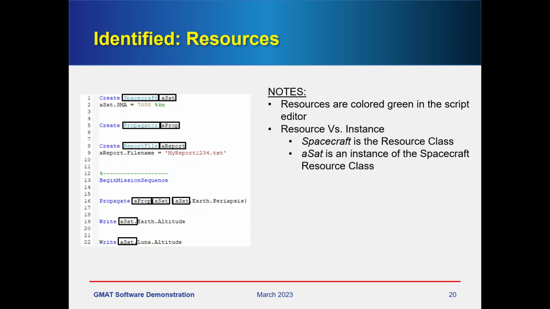In the mission sequence, we use a command with a resource. In line 16, we use the propagate command to call the aprop propagator resource to propagate ASAT to periapsis. More on this syntax later.